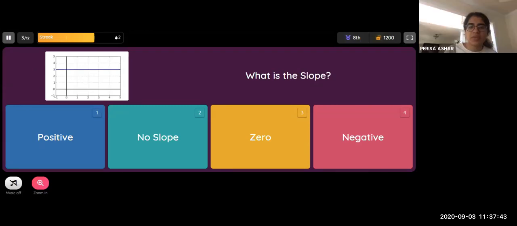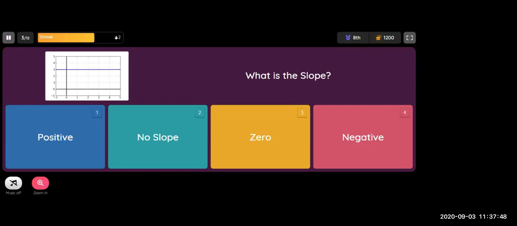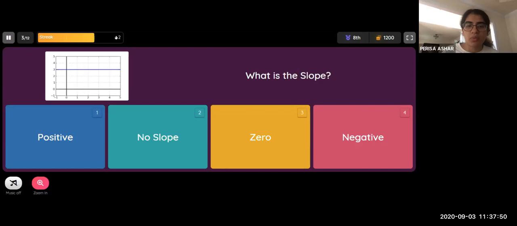So now, do we want them to answer this question? Yeah. Okay, so everyone, based on what Puri and I have mentioned, what is the slope?